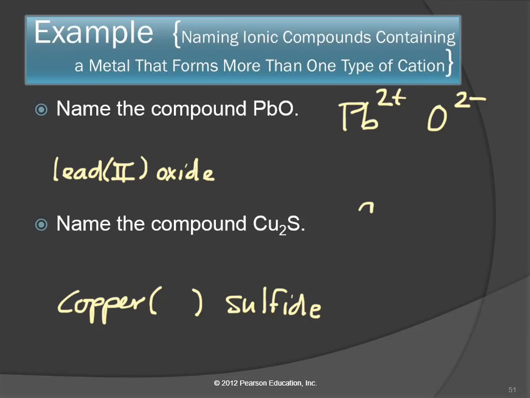So let's think about this. We've got Cu, we've got Cu, and we've got sulfur. Sulfur has a charge of what? 2 minus. And so then we must have +2. So there's 1 mom bringing 2 cookies. There's 2 little boys. How many cookies do they each get? 1.